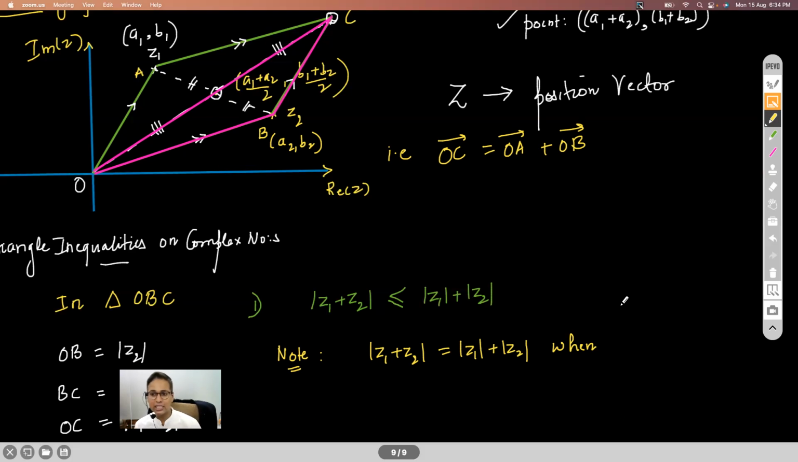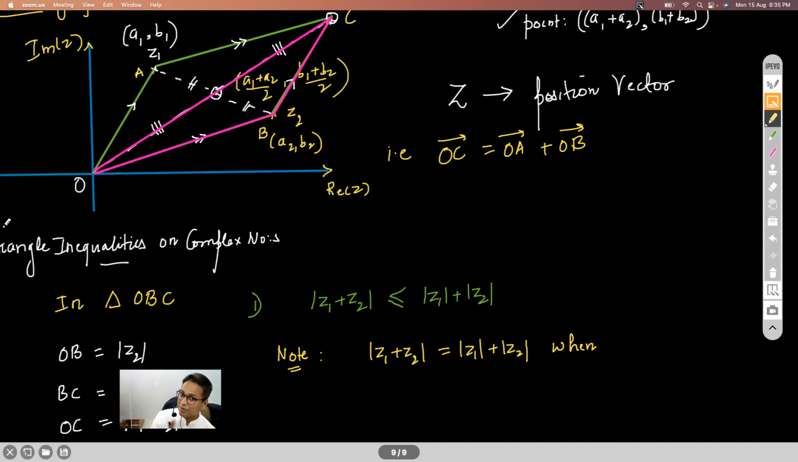Okay, now Anika, you're saying they should be in the same straight line. So can Z1 be on one side of the origin, Z2 be on the other side of the origin and in the same straight line? Will that work? It's like asking you, when do you say vector x plus vector y is vector x plus y? When? Or when do you say magnitude of vector x plus y is same as the sum of the magnitude of vector x and vector y?